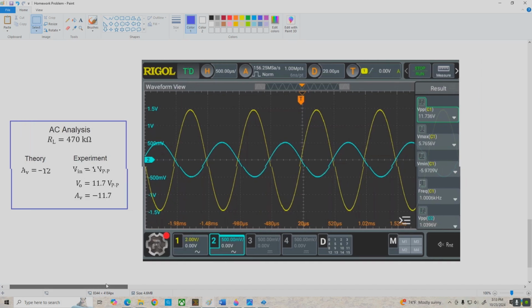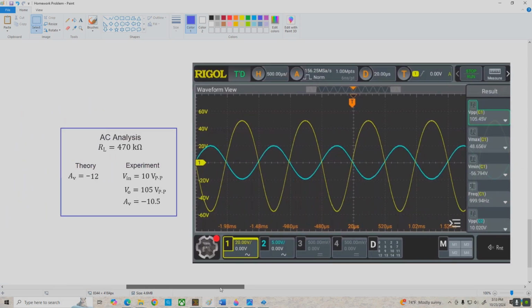So now I'll increase the input voltage to 10 volts peak to peak. Again, that's the maximum input we can use without driving the grid positive with respect to the cathode, and we get 105 volts peak to peak out for a gain of negative 10.5. Again, that's pretty close to our theoretical value, but it's a bit less than we had previously because of the asymmetry of the output waveform. The positive peaks are smaller than the negative peaks, and again, that's to be expected from this kind of amplifier.